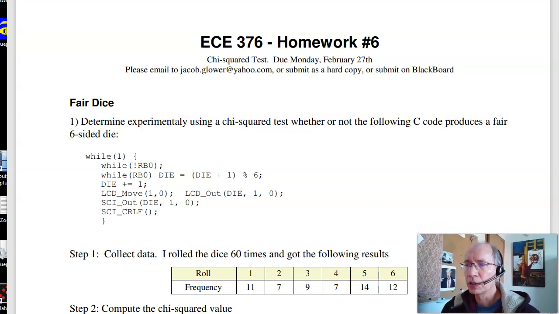Here are solutions to homework set number 6 for ECE 376. The first problem is generate a virtual six-sided die using your PIC chip. So here's kind of the heart of the main code.